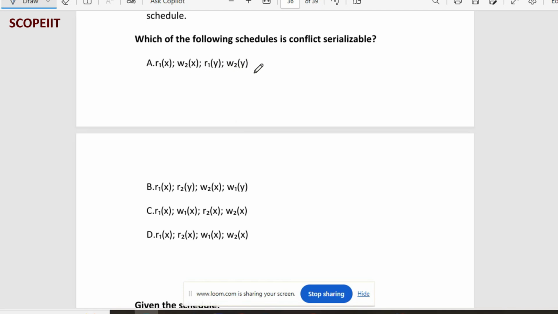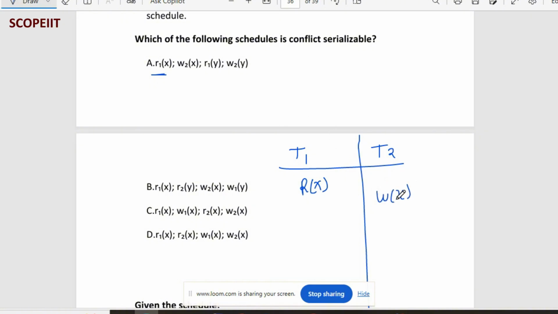The maximum number is 2. So that means how many transactions will we have? We will have only 2 transactions: transaction T1 and transaction T2. Now, if you see what they have written, R1 of X, that means in transaction T1 it is performing R of X. Then W2 of X. So here 2 means it will go to transaction T2.